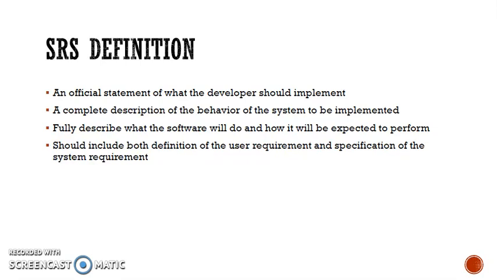For example, if the user wants the system to have a receipt, the developer will make a requirement and put it in here. So next is a complete description of the behavior of the system to be implemented. It means that all the behavior in the system will be listed in here. Next is to fully describe what the software will do and how it is expected to perform. So based on the requirements, we can see how the system will work. Next is to include both the definition of the user requirements and the specification of the system requirements.